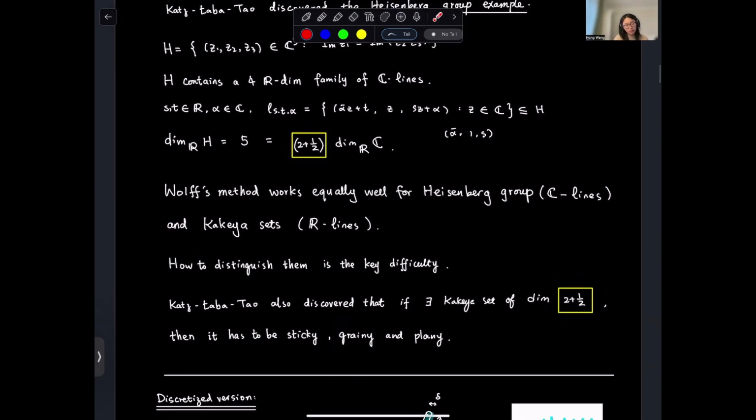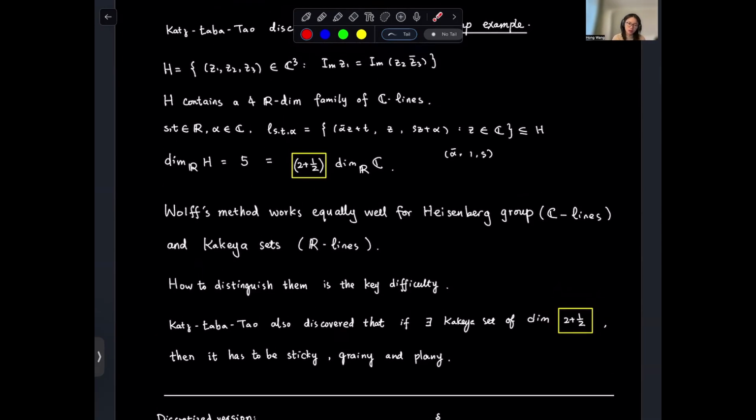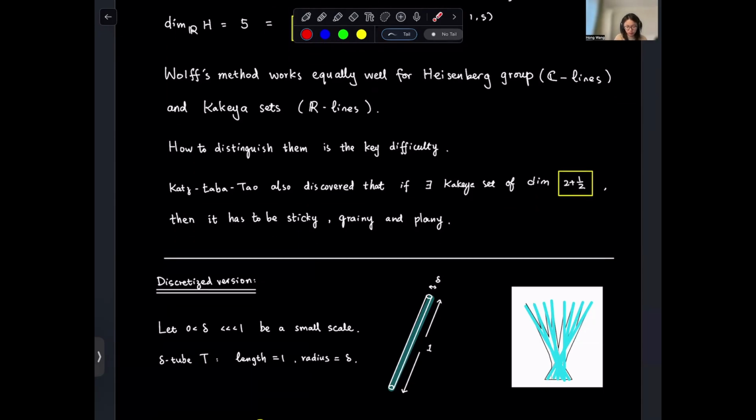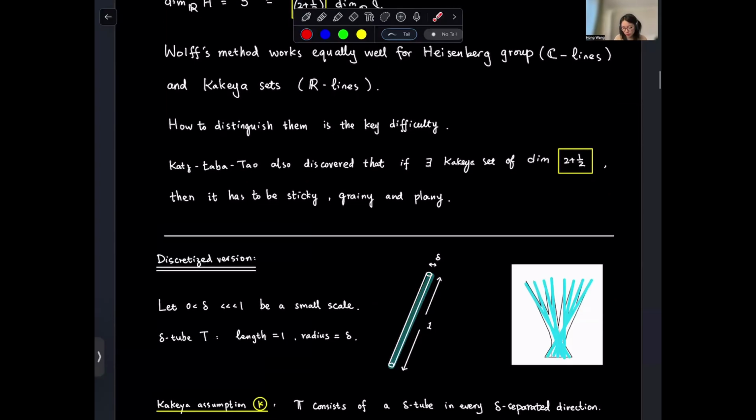So to begin our analysis, previously we said that one way to imagine Hausdorff dimension is about taking delta neighborhood of the Kakeya set. Then since the Kakeya set contains a line in every direction, when we take the delta neighborhood of a line, it becomes a delta tube. So it's useful to consider the following discretized problem. Let delta be a small scale, and the delta tube is just delta neighborhood of a unit line segment.